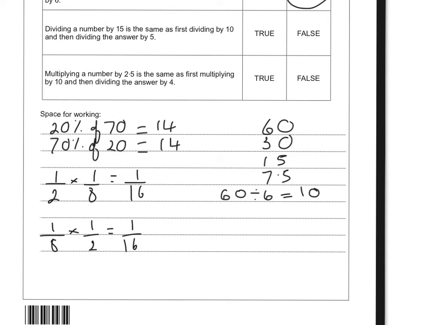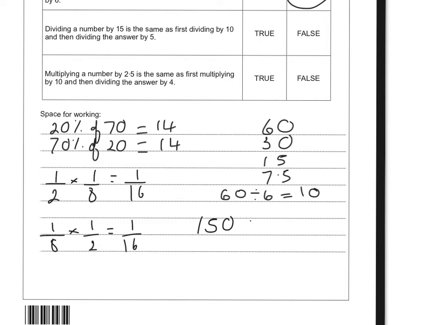Dividing a number by 15 is the same as first dividing by 10 and then dividing the answer by 5. Similar strategy to the last one, we're going to pick a number which can divide by 15 and divide by 10. So I'm going to start off with 150, seems to be a good one.